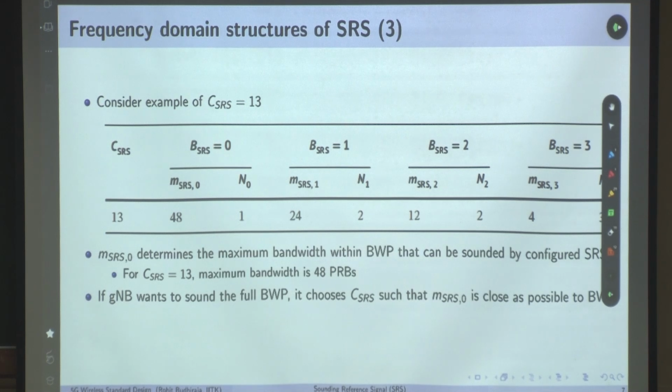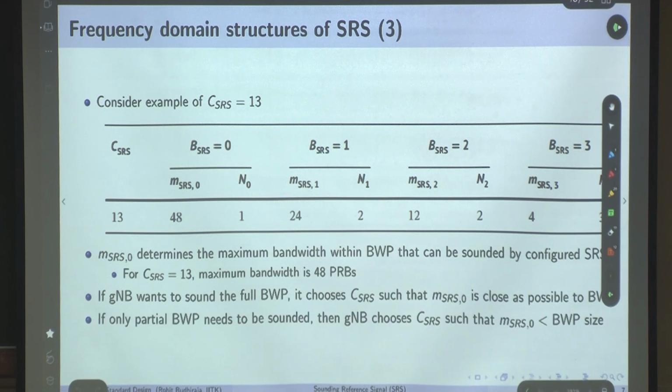Now, why it is choosing CSRS as 13, there could be two reasons. As I said, the complete bandwidth part itself could be 48 PRBs. That is one reason. Even if the bandwidth part is large, it may be interested in finding out the channel in only 48 PRBs. So both these things could happen. We don't know what is going on in the background, but that's how it is configured.